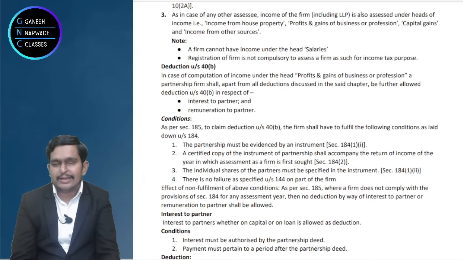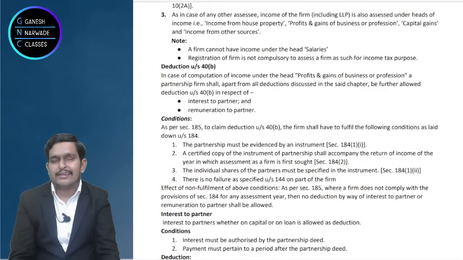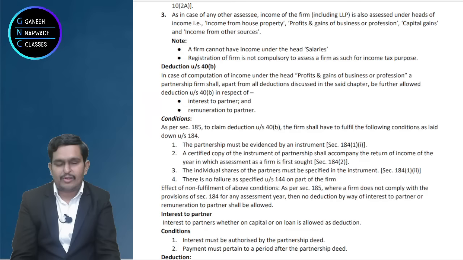Best judgment assessment in detail. Okay, assessment procedures chapter, there you can see this. Okay, great. So if four conditions are satisfied under section 184, then you can claim deduction under section 40B. 40B. What are that deductions?